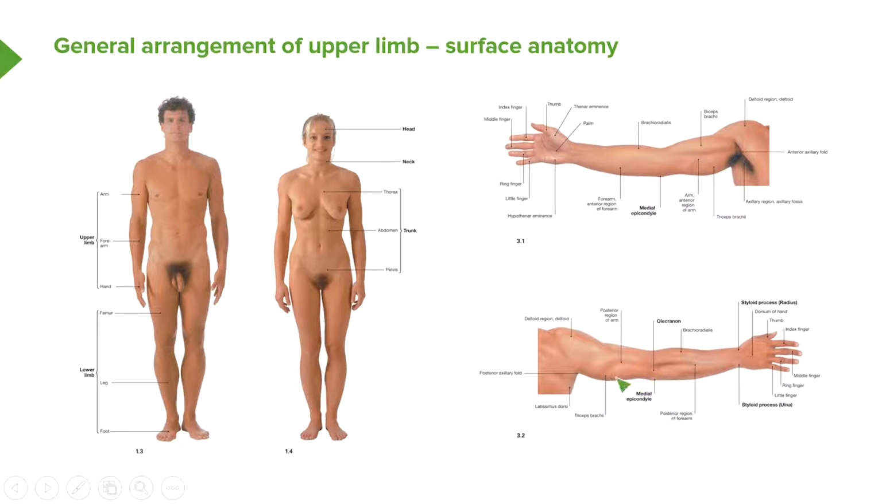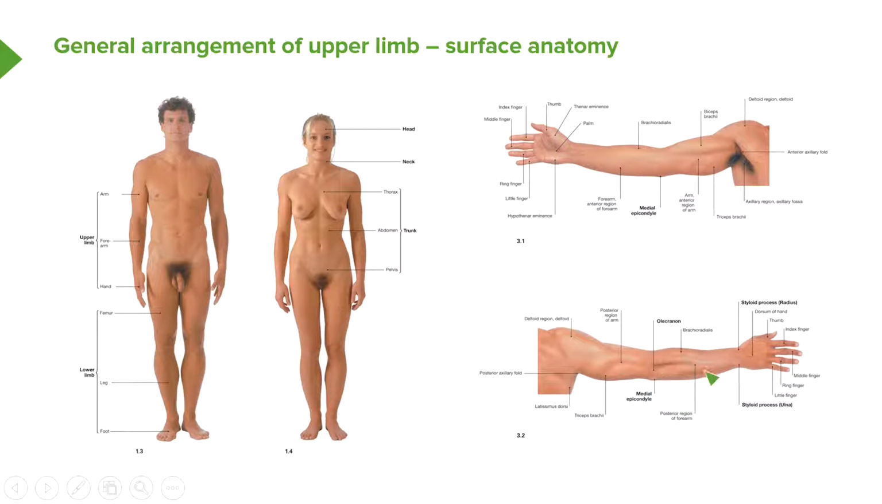If we look at the posterior aspect, then again we can see this muscular region here caused by the mass of deltoid muscle. And then we can see the posterior region. We can see some impressions for the various heads of triceps muscle. Again, we can see the medial epicondyle, this time from the posterior view, just as we saw it on the anterior view here. We can see the olecranon, this bony prominence on the posterior surface of the elbow.